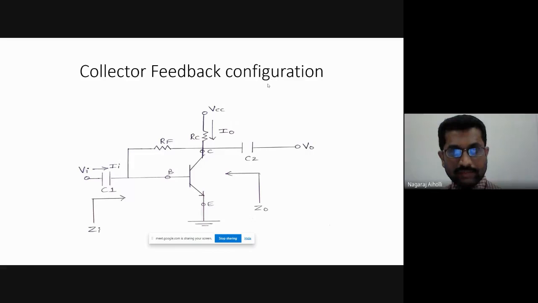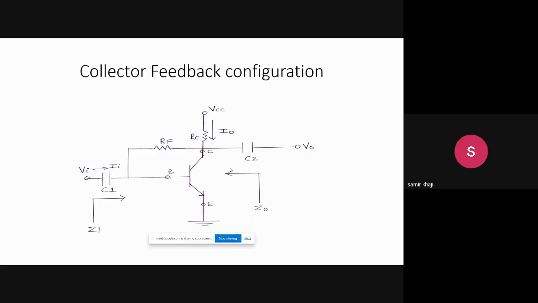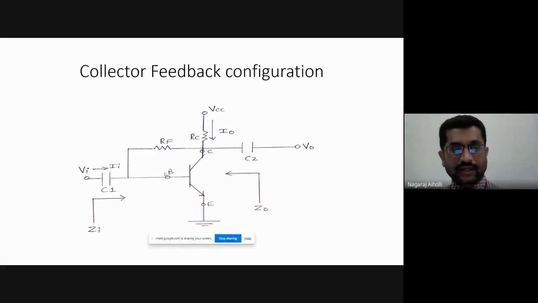Here there is a DC voltage VCC, coupling capacitor C1 is there, C2 is there. What is done to these components? Shorting the capacitor. Correct, exactly. Short the capacitors, make the DC voltage 0.